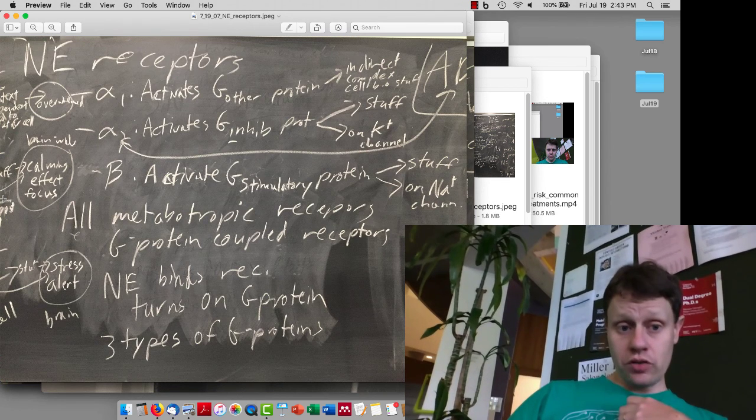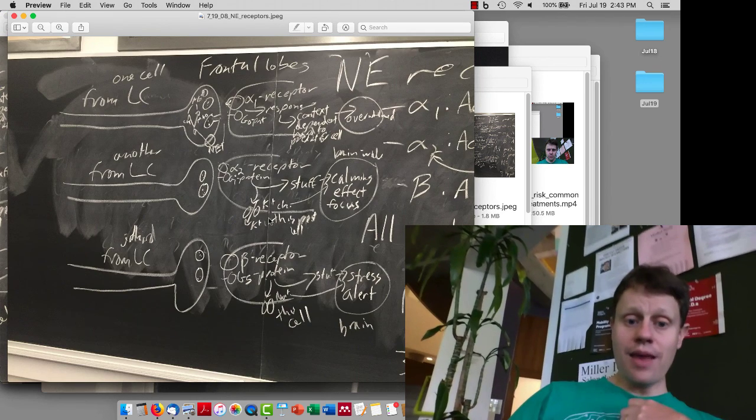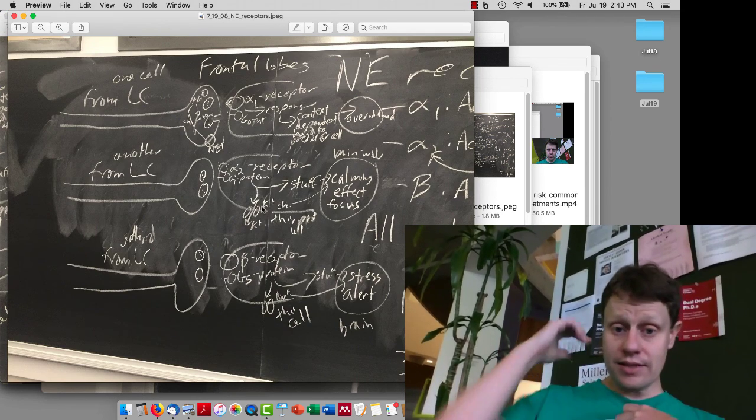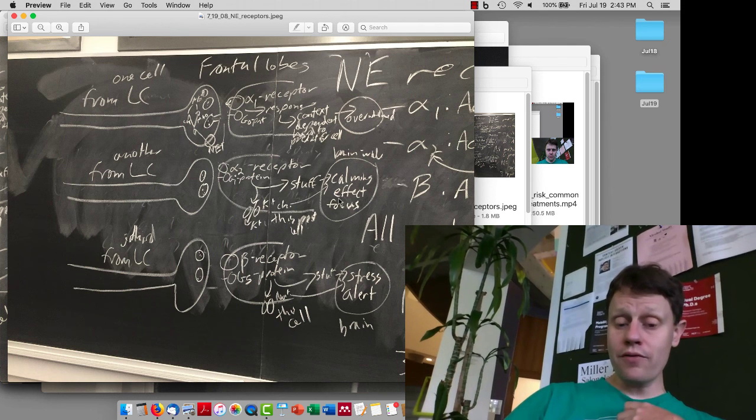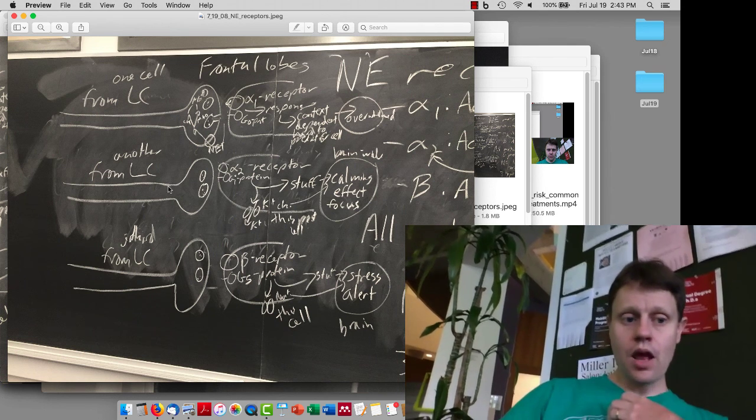The alpha 2 receptors activate G inhibitory proteins inside the cell. That means they open potassium channels and inhibit this cell. And then overall in the brain, activating alpha 2 receptors has a calming effect and also a focusing effect.